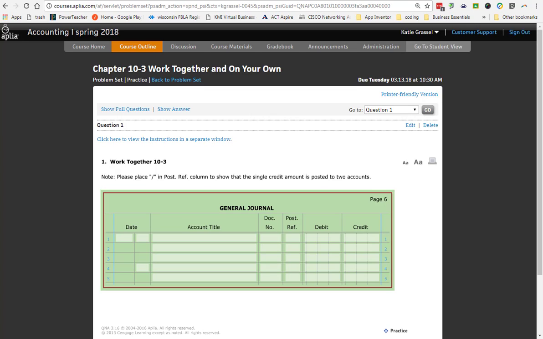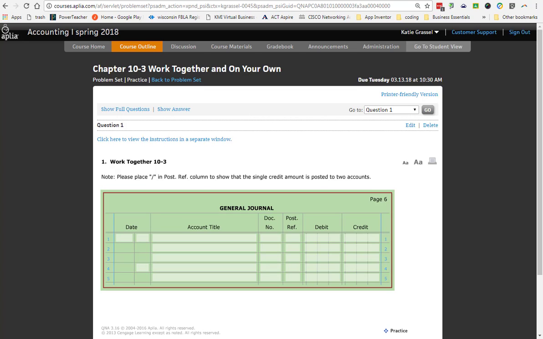Sales is a revenue account, has a credit balance. Sales, returns, and allowances is a contra sales account, which means we keep track of things that customers return. That's important for us to know.